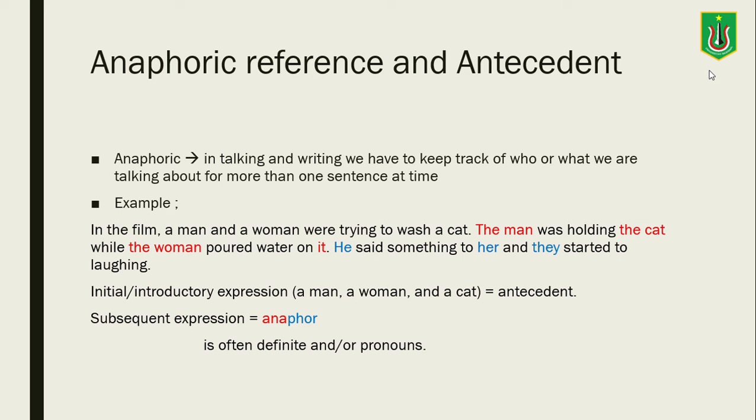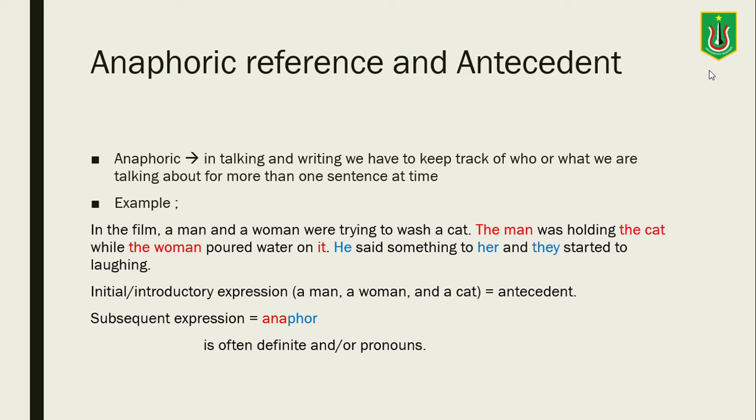The initial or introductory expression, a man, a woman, and a cat, is the antecedent. And the subsequent expressions like the man, the cat, the woman, it, he, her, they are the anaphor. It's often definite nouns or pronouns.